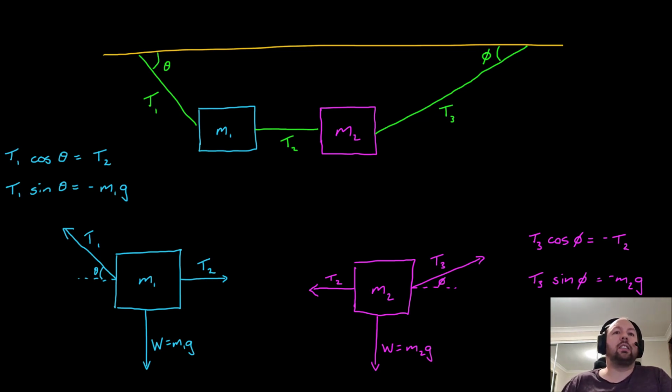Knowing theta and the mass of the object and the acceleration of gravity means that we could work out what the size of T1 is, and then go to the first equation, and knowing T1 and theta, we could work out what T2 is. And then we could do the same for the other side and work out T3, and also again work out T2 and make sure that our working is accurate.